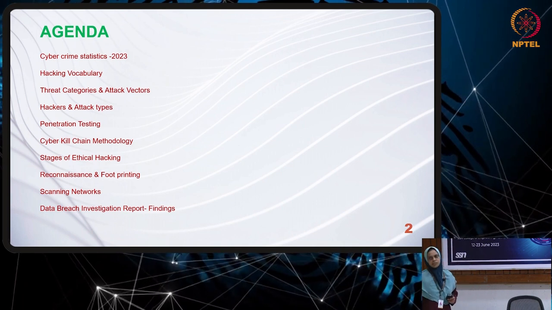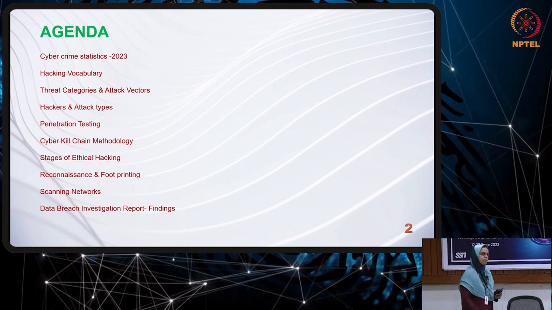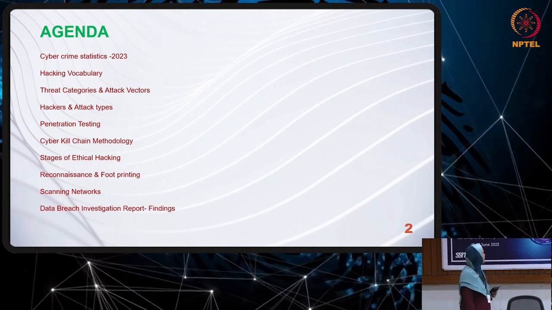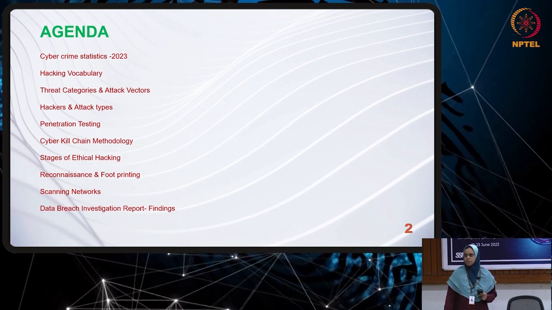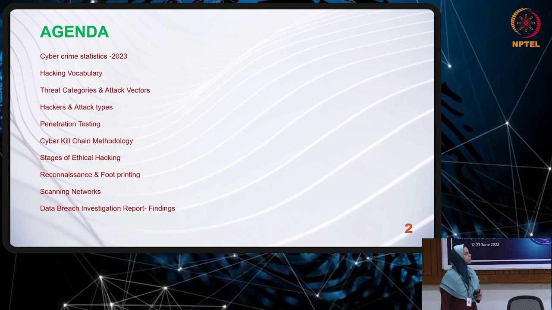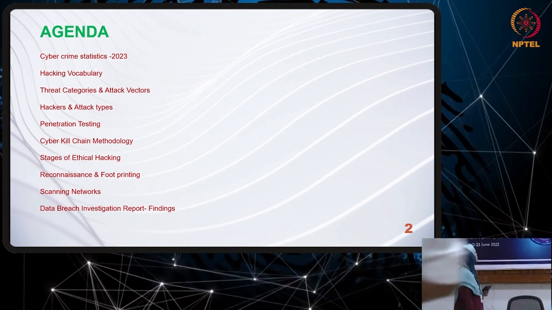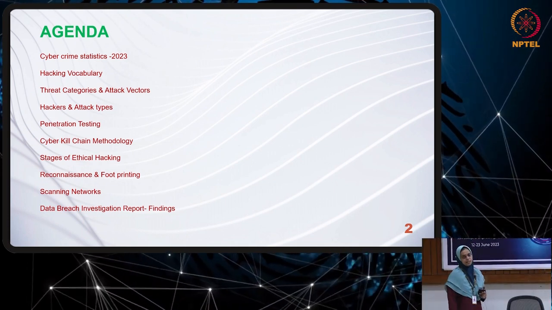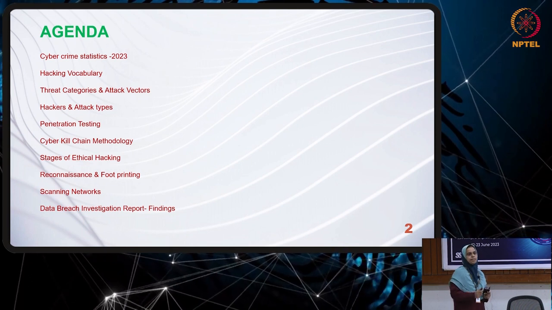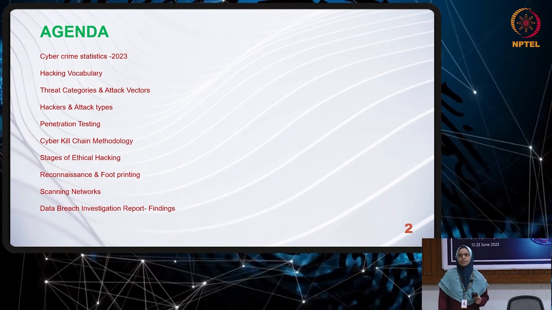We will start with cybercrime statistics of 2023. What is the prediction, right, for the next few years in the world of cybercrime? And we will see some of the terms and terminologies of hacking. What are the different terms? We will see threat categories and attack vectors. We will see different types of hackers and different types of attacks which predominantly exist in today's internet world, right? We will also discuss penetration testing.